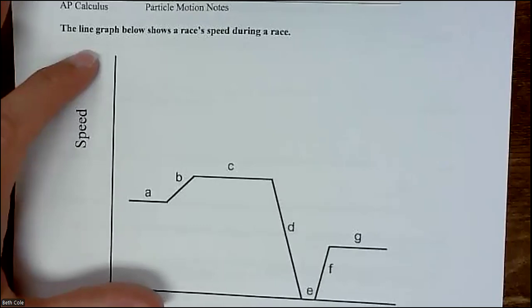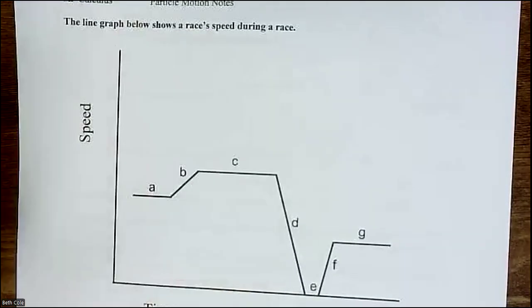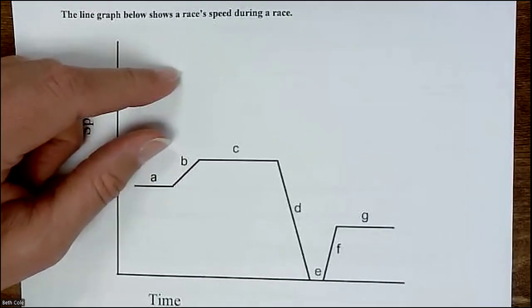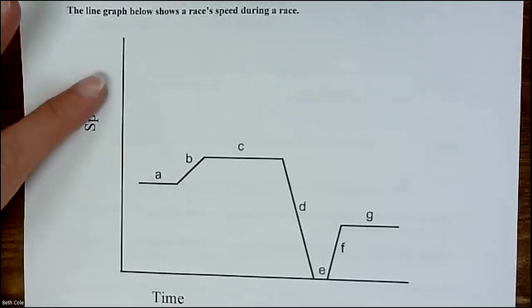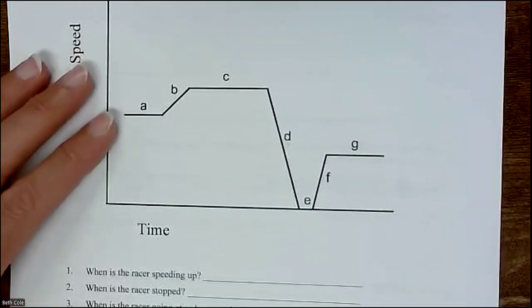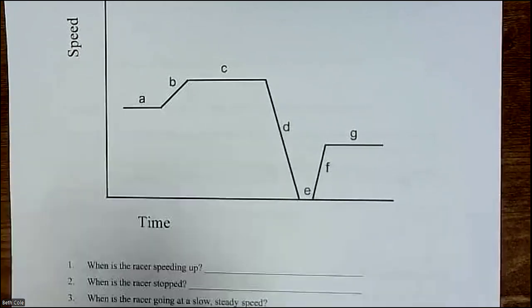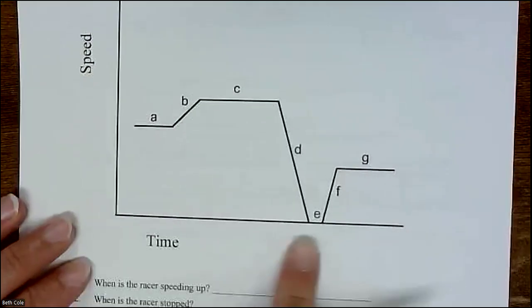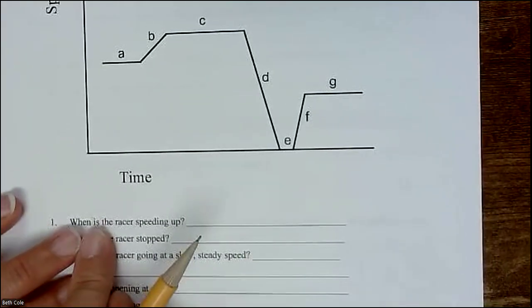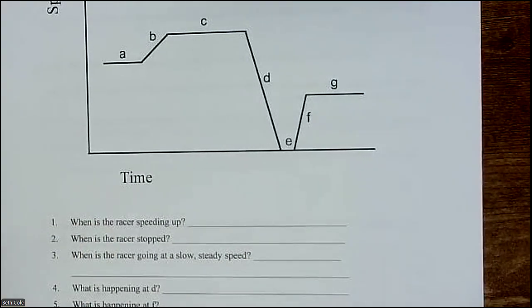Okay. So for this one, our particle is going to be a racer. You can pretend they're in a car. You can pretend they're on foot. They're running. There's not really numbers here. So we're just going to kind of look at this and interpret what's going on. This is time. This is their speed. Use your common sense. And I'm looking for things like A, B, C, D, E, F, G here.